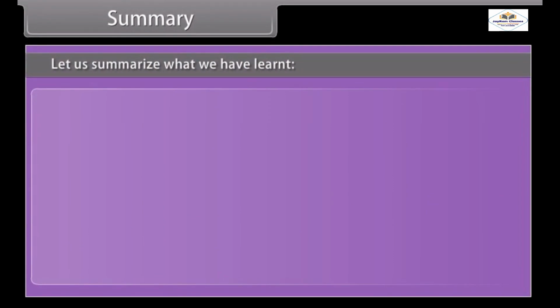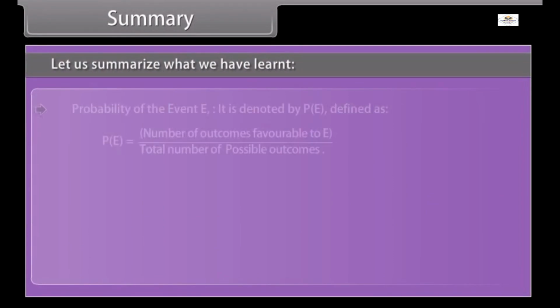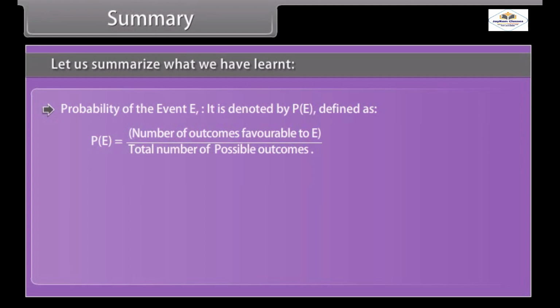Summary. Let us summarize what we have learned. Probability of the event E is denoted by P(E), defined as P(E) equals number of outcomes favorable to E by total number of possible outcomes. For any event E, 0 less than or equal to P(E) less than or equal to 1.